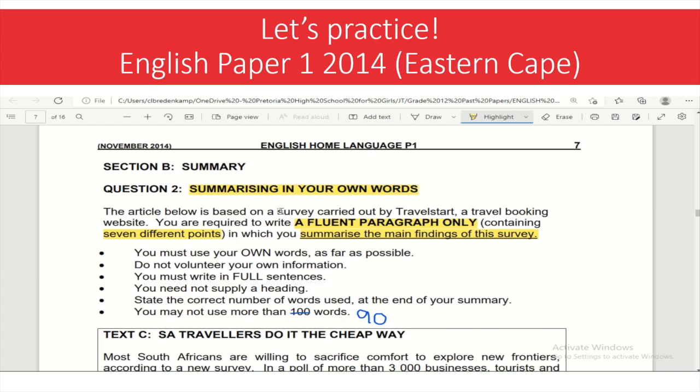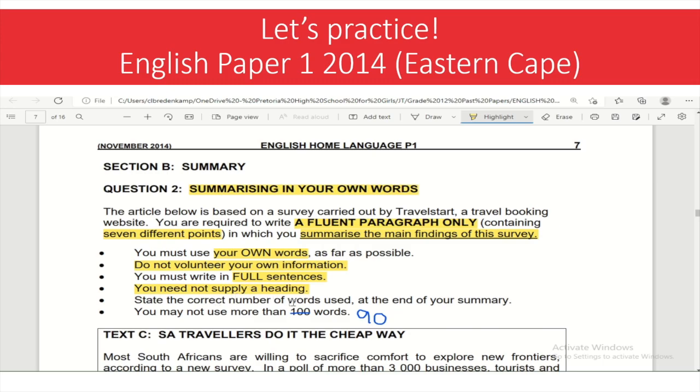Then you must use your own words as far as possible. Do not volunteer your own information. This means you do not give any type of general knowledge. You do not give any type of opinion either. You must write in full sentences, and you should be doing this in any exam. You need not supply a heading. So in some cases, the summary does ask you to supply a heading. That's why it's very important to read your instructions.